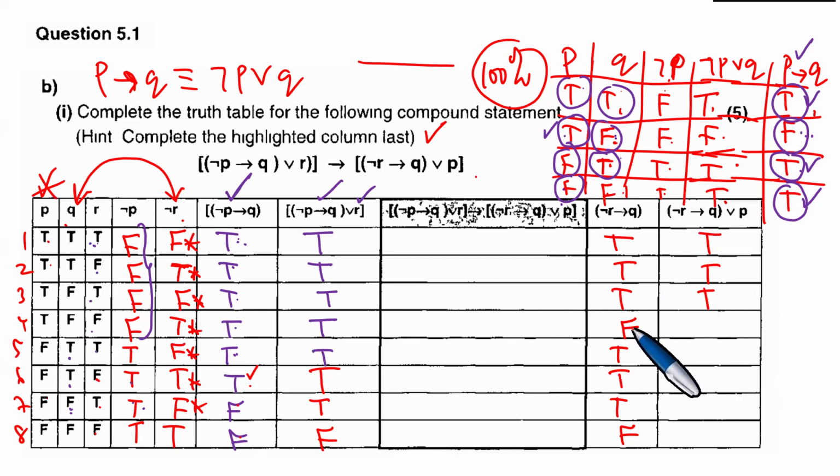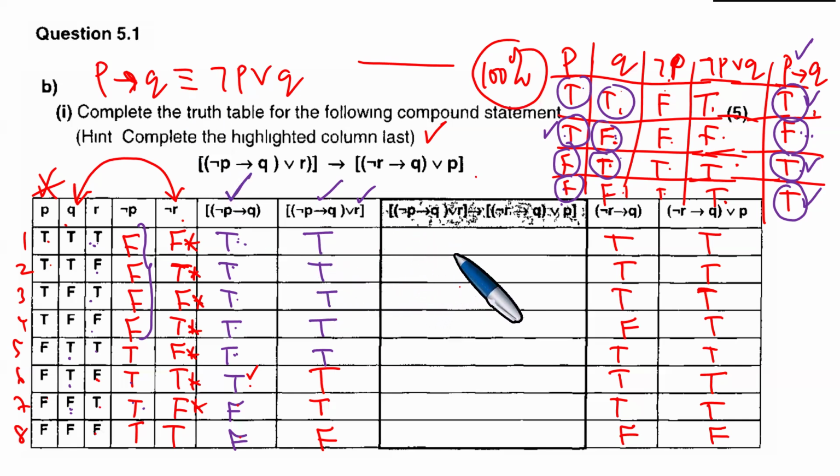So now there's a false or true, true. Okay, this one, true, true or false, true. Okay, let us continue. True or false? True. True or false? True. False or false? False. Right, so we continue.